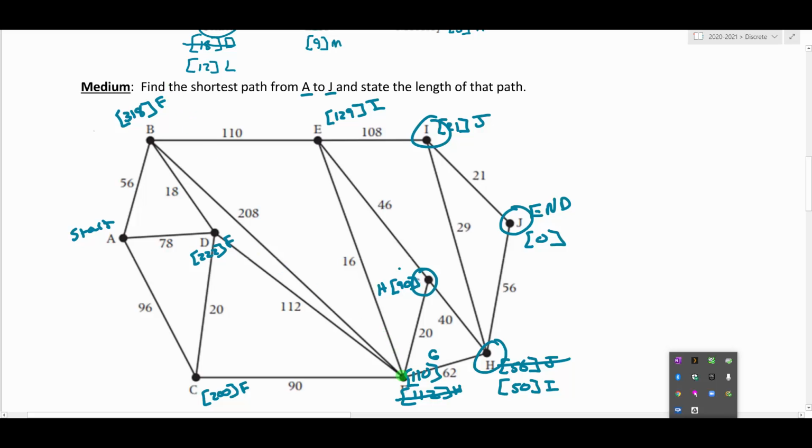And then I got one more here. So I got 110 plus 16. And 110 plus 16 is 126. That is shorter than the 129 I have. So I'm going to replace that with my 126 coming from F. All right. So that one is now visited.